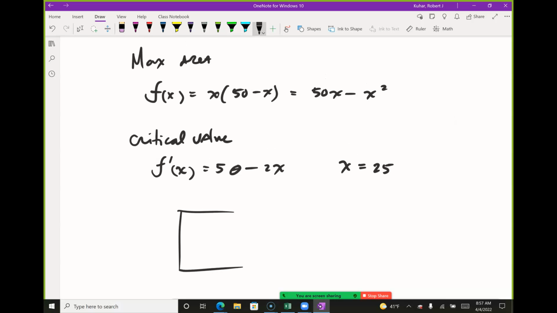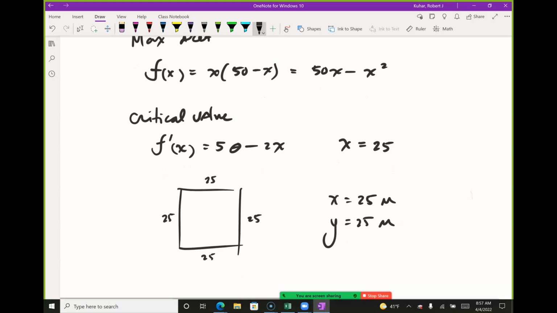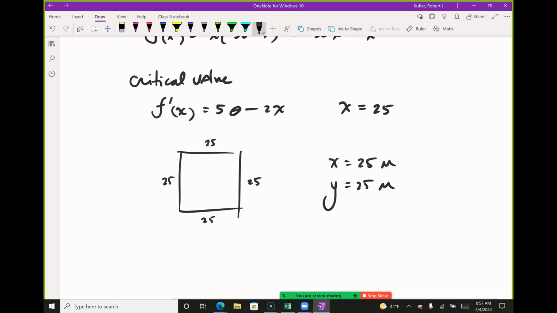So I got this x is 25, I got this x is 25. I got this side was 25, I got this side is 25. So x is 25 meters, y is 25 meters, right? The perimeter is 100 meters, and the area is what, 625 meters squared? Is that right? Yeah.